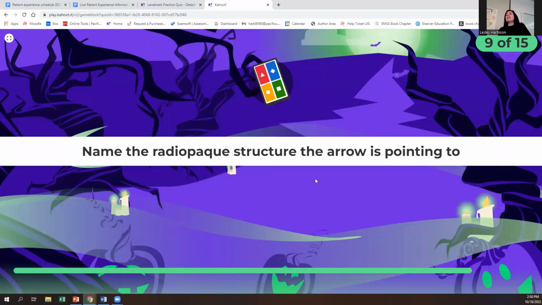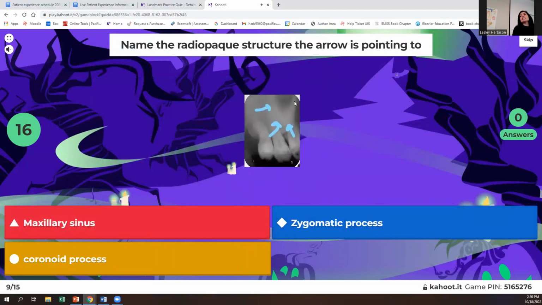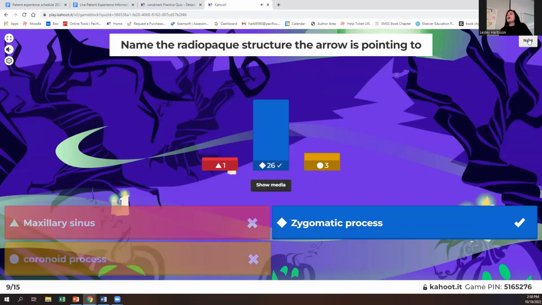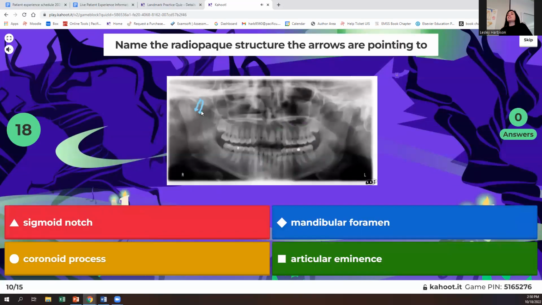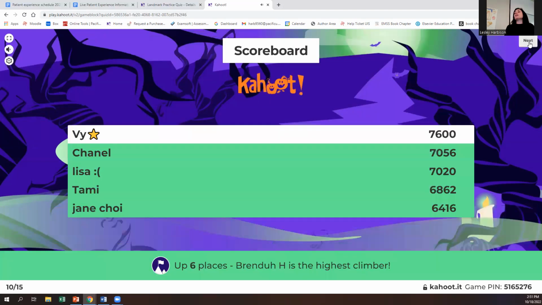Okay. Name the radiopaque structure. So now we're looking at this thing. What's this thing? The zygomatic process. I'm hurrying, so we've got five more left, and we're pretty much out of time. Okay, what's this? This is the radiopaque structure, and there are two names that this can be. Yeah, sigmoid, or it can be called the mandibular notch or the sigmoid notch.